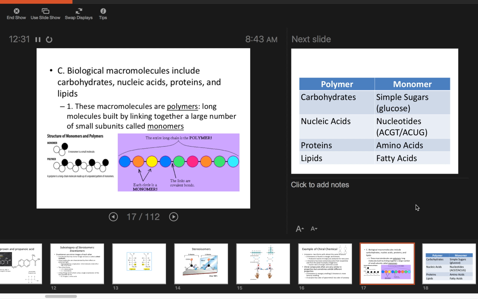Okay, switching gears now. Now we're going to talk about carbs and how we can make very big polymers. So, biological macromolecules include carbs, nucleic acids, proteins, and lipids. And these macromolecules are polymers. They're large molecules. You make them by linking a bunch of monomers together. So here's my monomer, white, black. Well, if I get a bunch of these monomers linked together, I can form a large polymer. Or maybe each one of these is a monomer linked together by covalent bonds, and the end result is that polymer. So the monomer is the small subunit, the polymer is the large molecule as a result of it.